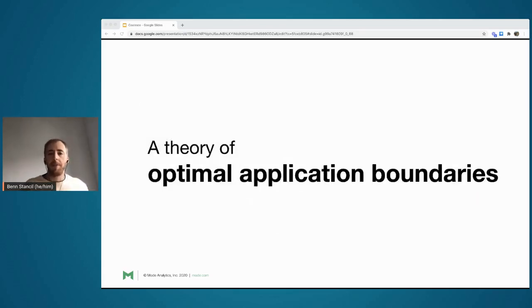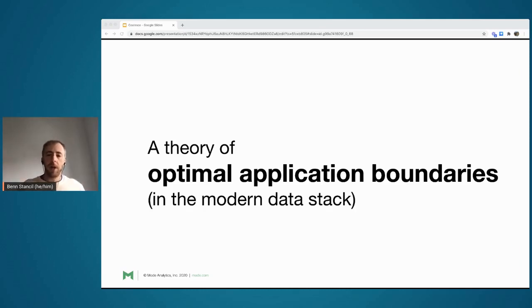I want to propose something similar, which is my theory for what the optimal application boundaries are within this modern data stack. Where should we draw boundaries between one tool and another? Before getting to that, the last caveat I'll add is that this is strictly for the modern data stack. If you are an engineer, I am not a web developer or an application engineer in any true sense. I am not attempting to say how you should build generalized applications, but in the diagram that we just saw, this is where I think we should think about tooling boundaries.